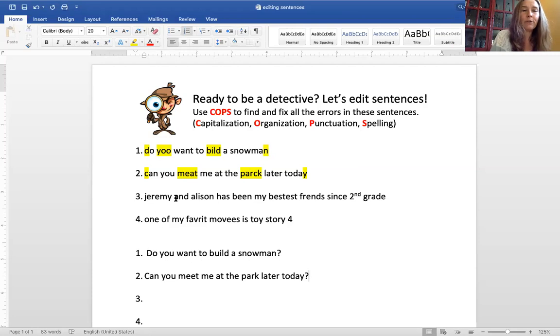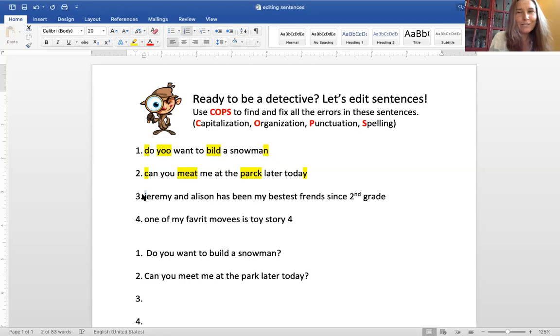All right, let's go to number 3. Jeremy and Allison has been my bestest friends since 2nd grade. Well, that's really nice, but there are a lot of mistakes in this sentence. So if you're gonna pause, go ahead and pause the video and see if you can find all the errors and then unpause when you're ready. If not, if you're sticking with me, let's get to it.